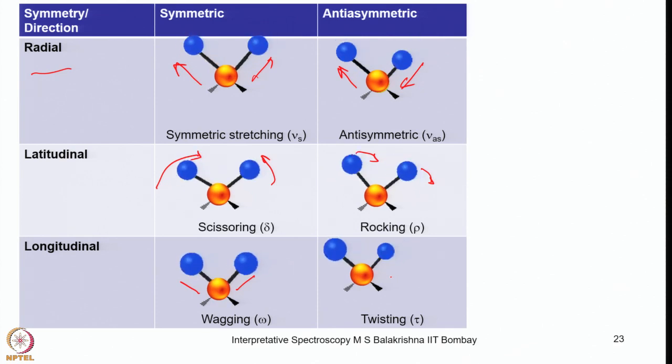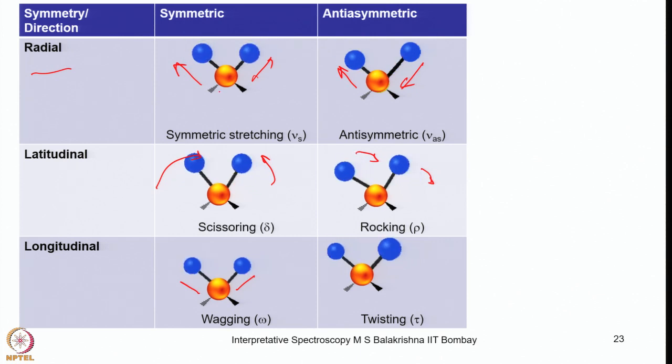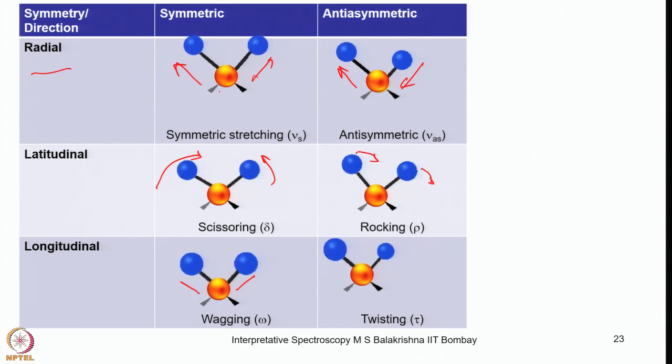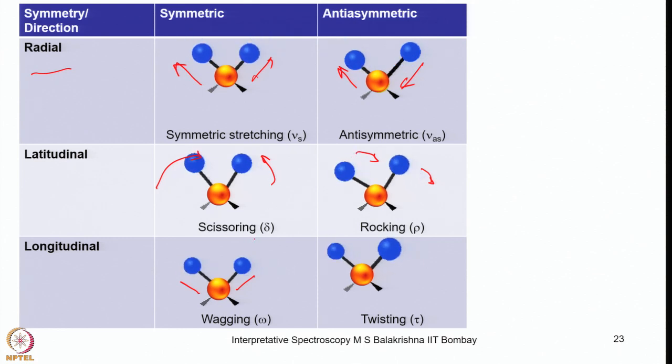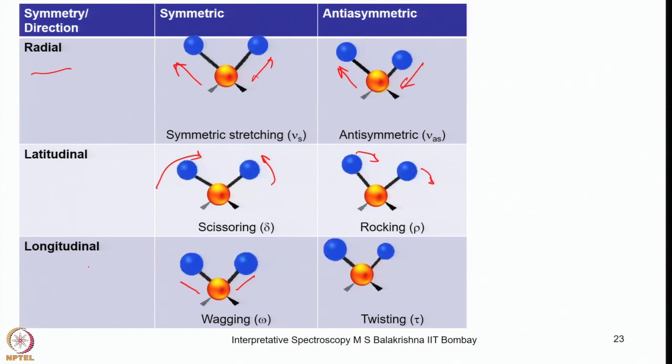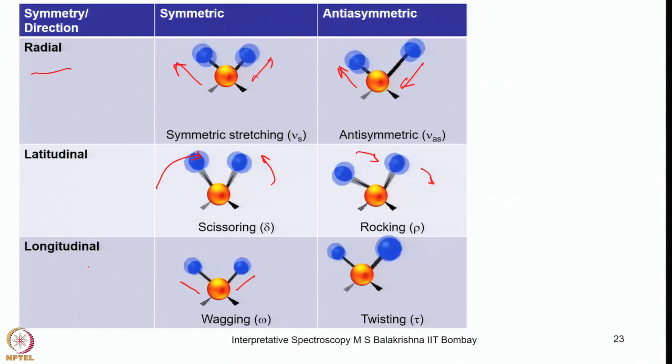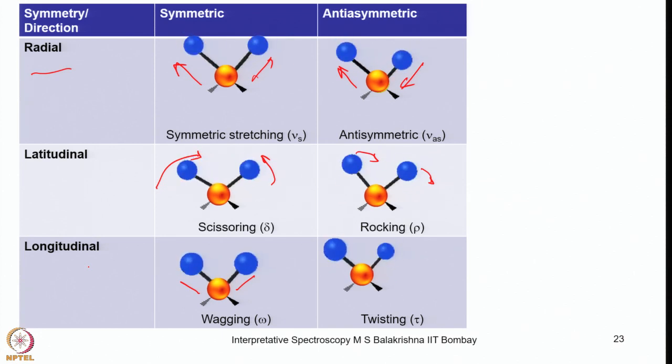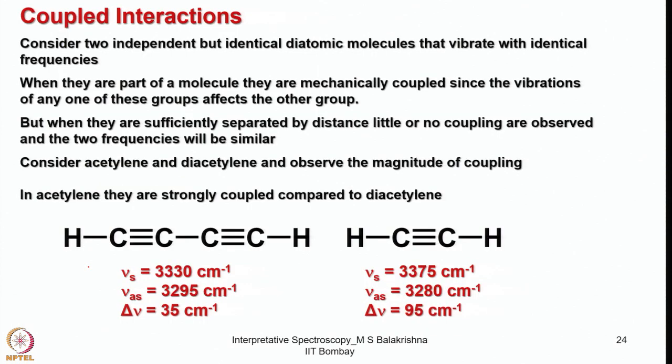One can see symmetric and antisymmetric. Symmetric stretching, antisymmetric in the radial motion, and in latitudinal, you can see scissoring and rocking, and longitudinal, it is wagging and twisting. So these are the six types of vibrational modes we come across in most molecules. So now, let us look into a few more aspects.